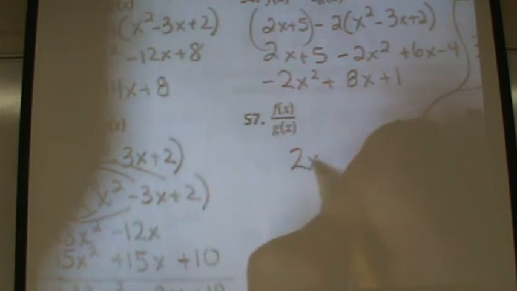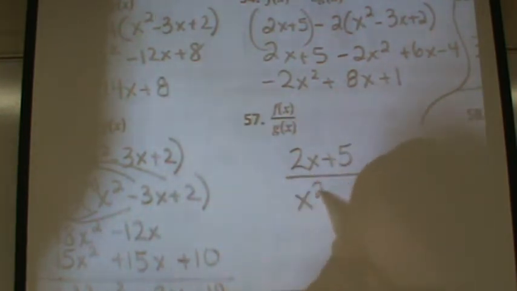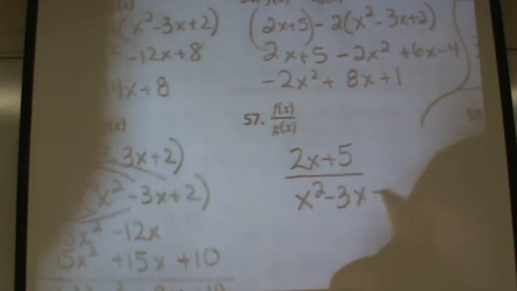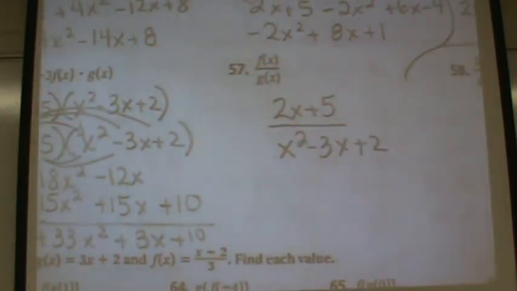F divided by g. Well, the f function is 2x plus 5. And the g function is x squared minus 3x plus 2. There's nothing that's going to cancel here, so that's your best answer.